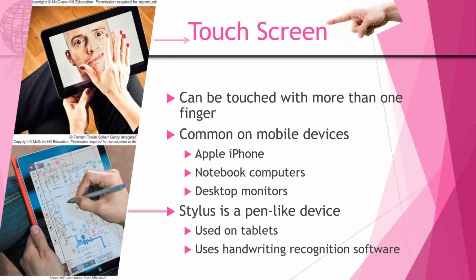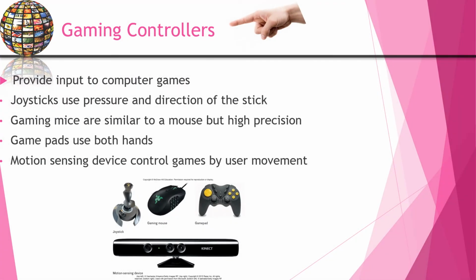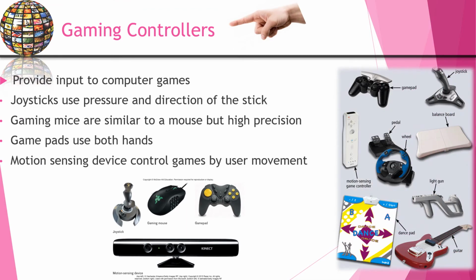Next, we look at touch screen. So remember, touch screen is an example of a pointing device, which is also an input device. Okay, you can touch your screen with your fingers, or you can write on your screen using a pen, and this pen is called stylus. Next, gaming controller. So how do you communicate with your game, you use various devices to control your games as shown in this slide.